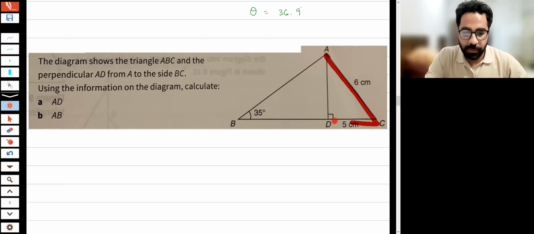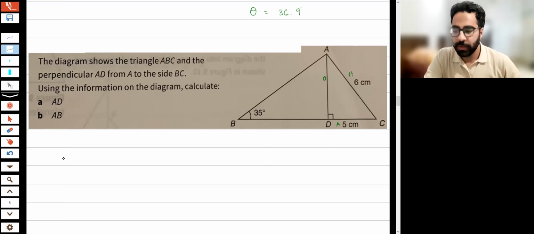Remember, whenever you have two sides and you have to find the third side, you're going to apply the Pythagoras theorem. So in order to find AD, you're going to apply the Pythagoras theorem. Just figure out what these sides represent. Since this side is opposite the right angle, I'll have this as H. You can take this as A and this as O. So I'll get H squared equals A squared plus O squared. H squared would be 6 squared, A squared would be 5 squared, plus O is my unknown, which is AD, which I have to find.